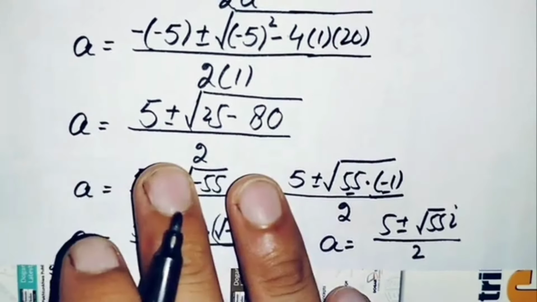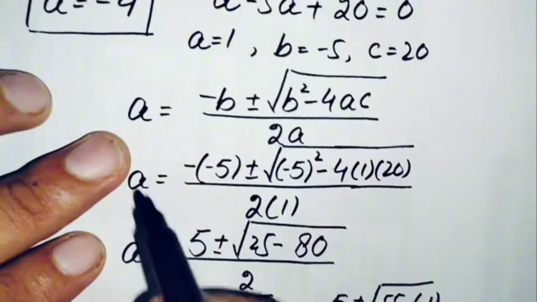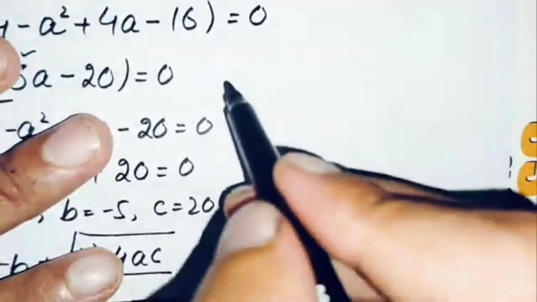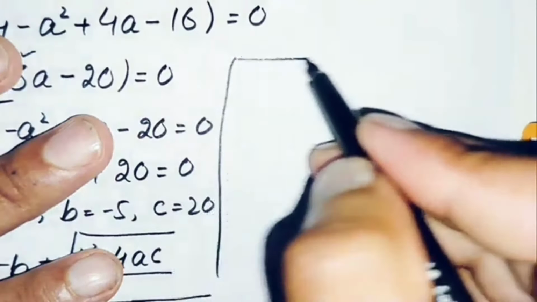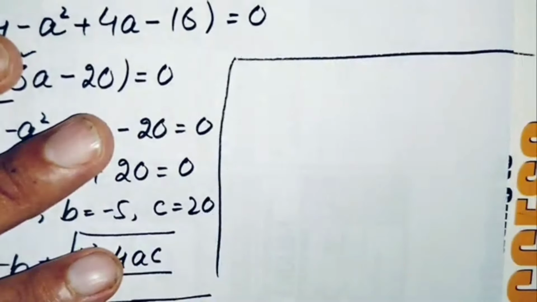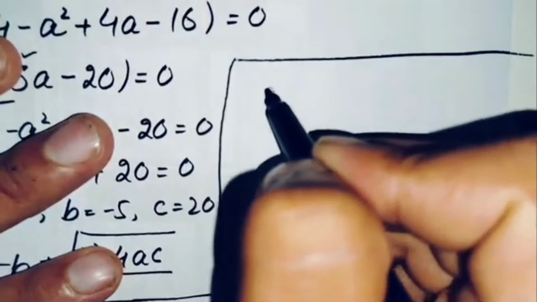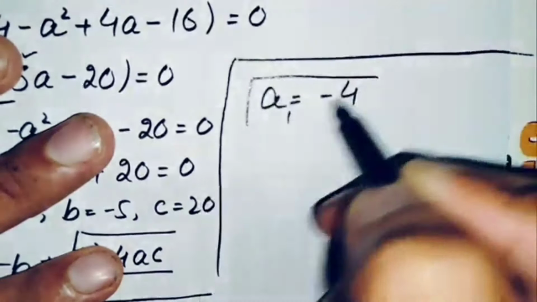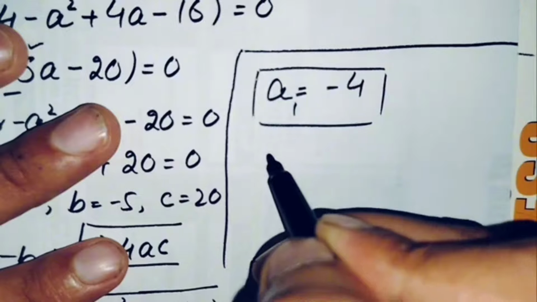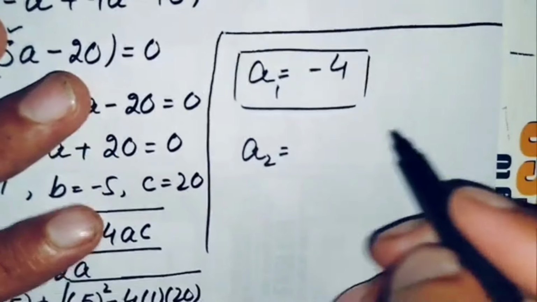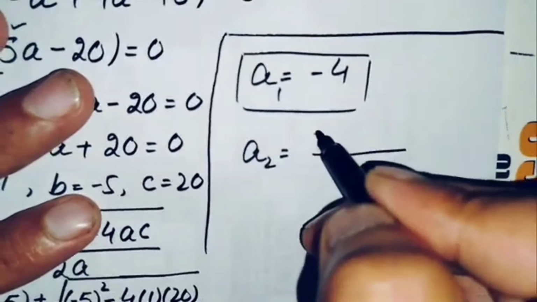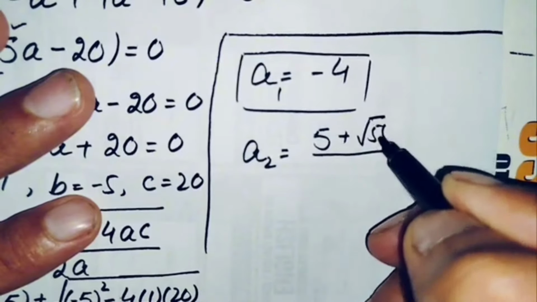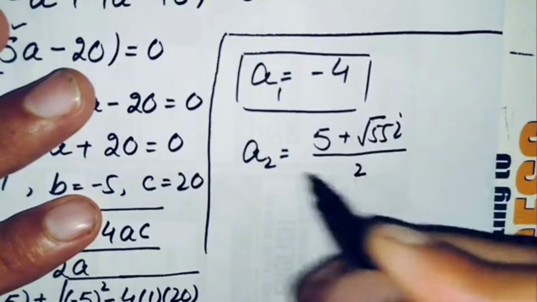So finally we have three solutions of a. The first one is a is equal to minus 4 and the second and third solution are that one. So we will rewrite these solutions here. So the first value of a, which is a real number, is minus 4. So this is a1. Now a2, which is a complex solution, is equal to 5 plus square root of 55 i divided by 2.